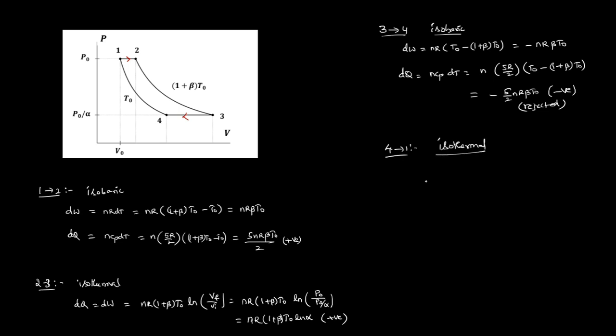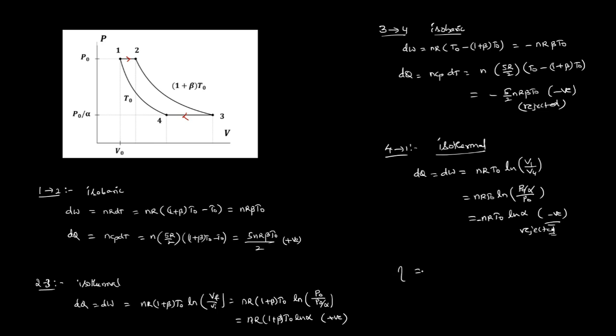As it is isothermal, again we can write dq is equal to dw is equal to nRT naught ln of V final by V initial. From 4 to 1 the temperature is T naught, so that is nRT naught ln of V1 by V4, or in terms of pressure, P initial by P final. P initial means P4, which is P naught by alpha, and P final is P naught. Then this is nRT naught, obviously with a minus, you will get ln 1 by alpha, so minus ln alpha. So here dq is negative. Here also heat energy is rejected.